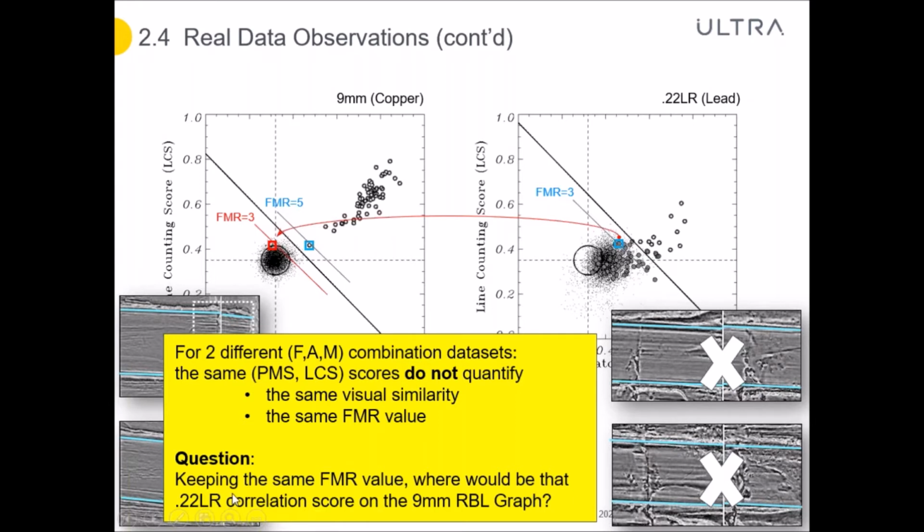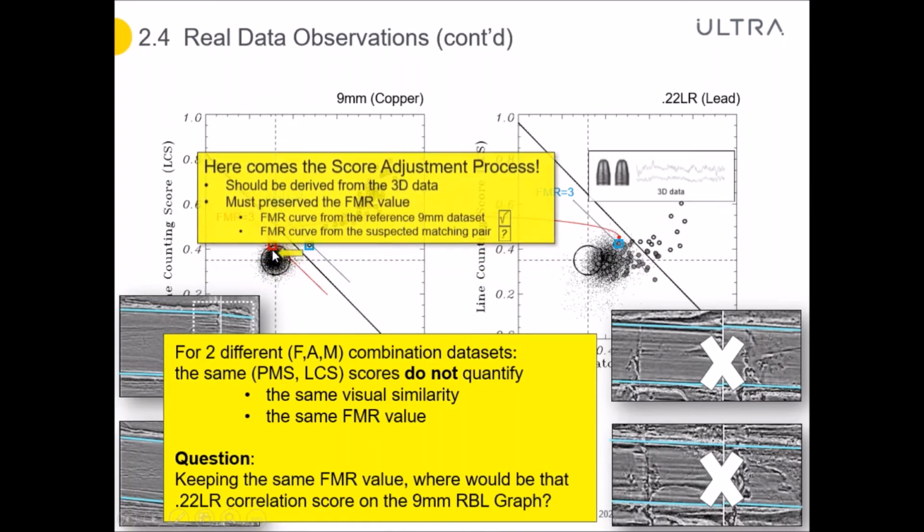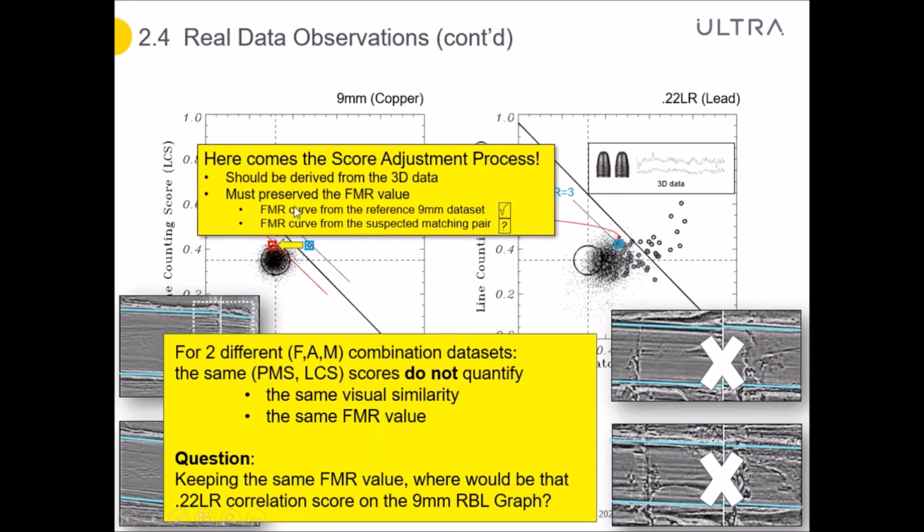So my question is, keeping the same false match rate value, where would be my 22 correlation score on the 9mm RBL graph? It means I will have to do some score adjustment. So here comes the score adjustment process. Here again, it should be derived from the 3D data, and it must preserve the false match rate value, as we just explained. But to preserve that false match rate value, there are 2 criteria.